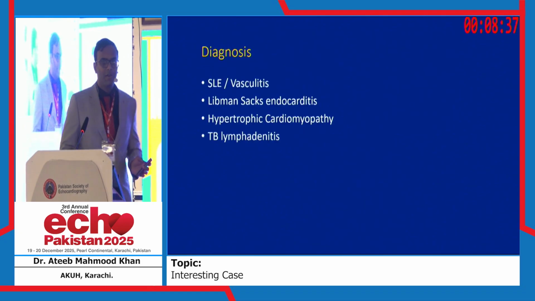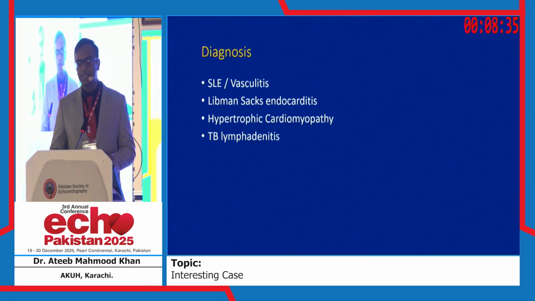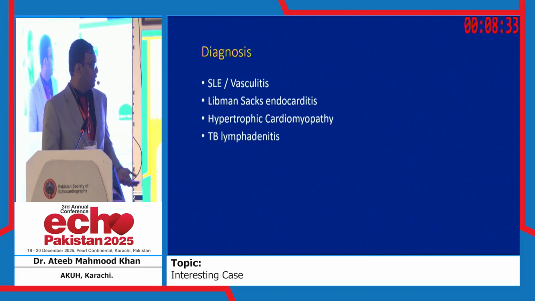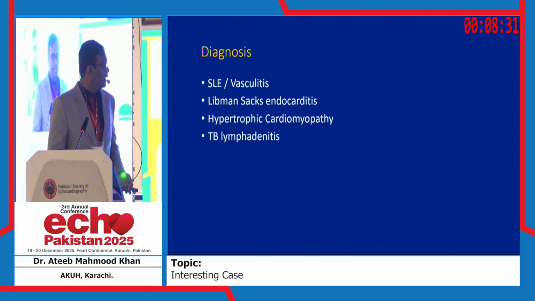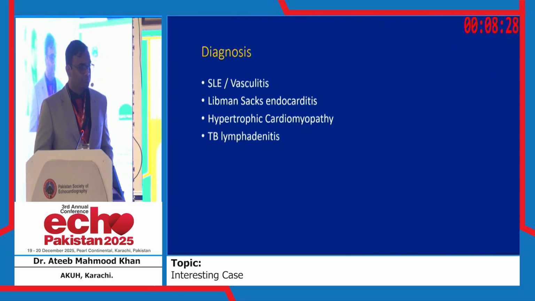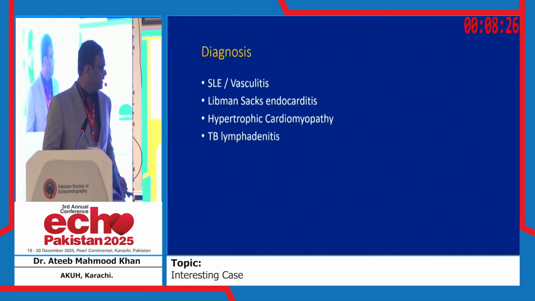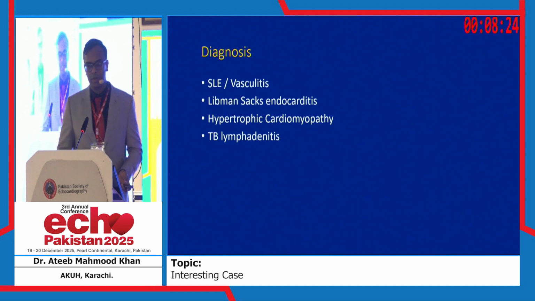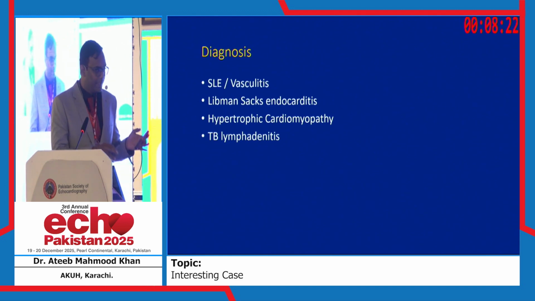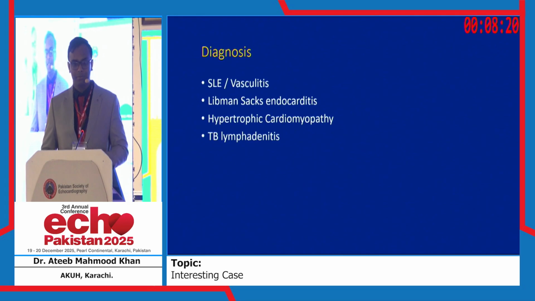So what is our diagnosis after all these investigations? It's SLE/vasculitis, Libman-Sacks endocarditis, hypertrophic cardiomyopathy, and TB lymphadenitis. Wow, all 4 things in a single patient at a single time. It is very difficult to diagnose these things.